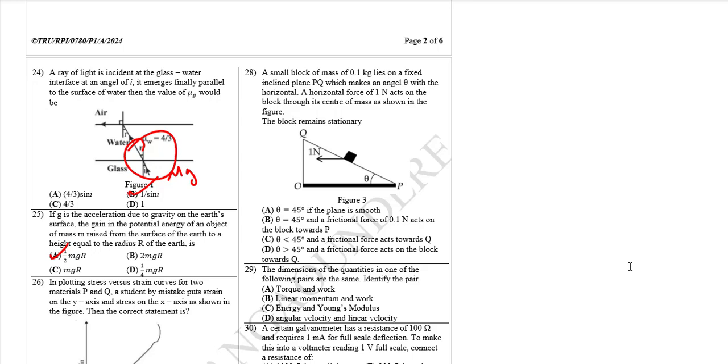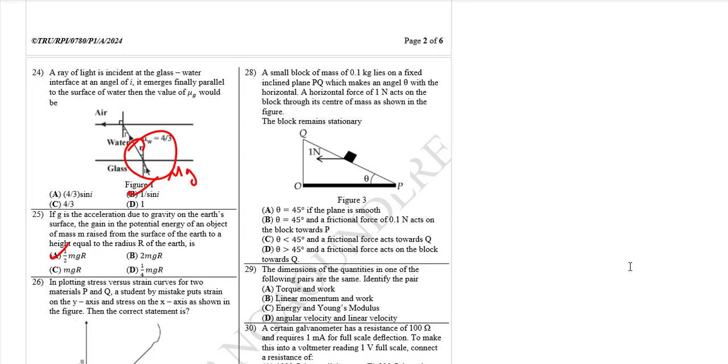Question number 28. A small block of mass 0.1 kg lies on a fixed inclined plane PQ, which makes an angle theta with the horizontal. A horizontal force of 1 Newton acts on the block through the center of mass as shown in the figure. The block remains stationary. A. Theta is equal to 45 if the plane is smooth. B. Theta is equal to 45 if the frictional force of 0.1 acts on the block towards P. C. Theta is less than 45 degrees and the frictional force acts towards Q. And D. Theta is greater than 45 degrees and the frictional force acts towards Q.